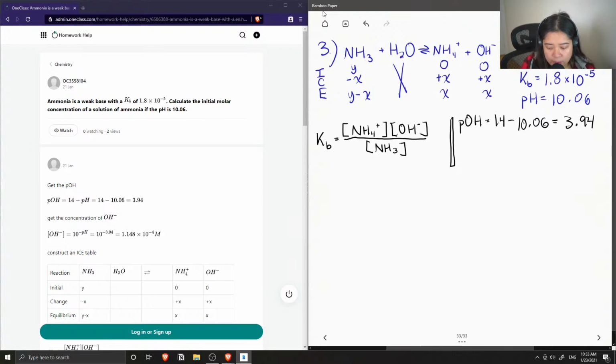And now that we have the pOH, then we can actually calculate the concentration of our OH- ion, because this is the same thing as 10 to the power of negative pOH. So now we just sub in our pOH value, so negative 3.94, to give us a concentration of 1.148 times 10 to the negative 4 moles per liter.